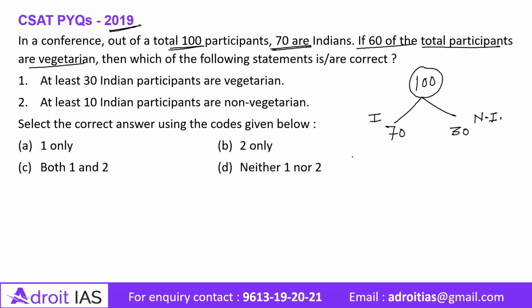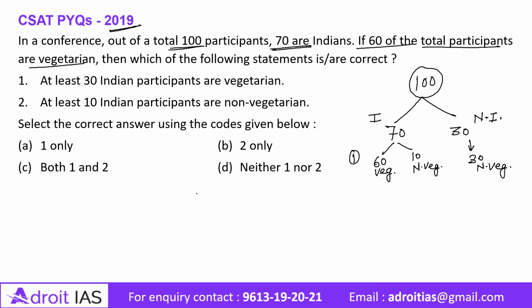Okay, fine. Everyone, case 1. If I assume all 60 Indians are vegetarian, right? Then obviously 10 Indians will be non-vegetarian, right? And all these 30 non-Indians are non-vegetarian, right? This is case number 1.